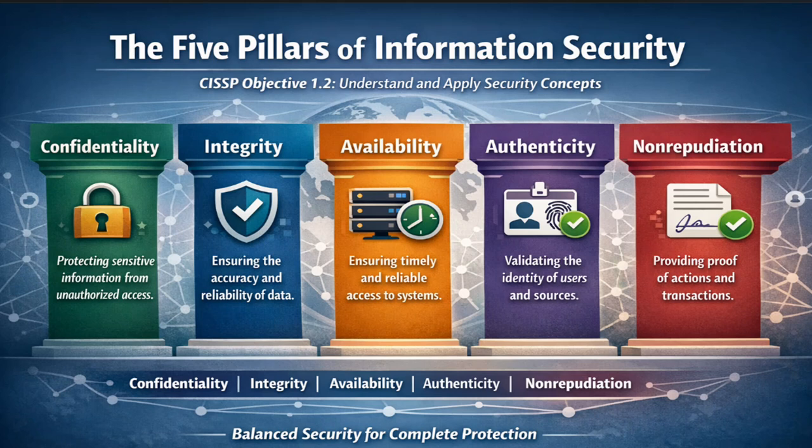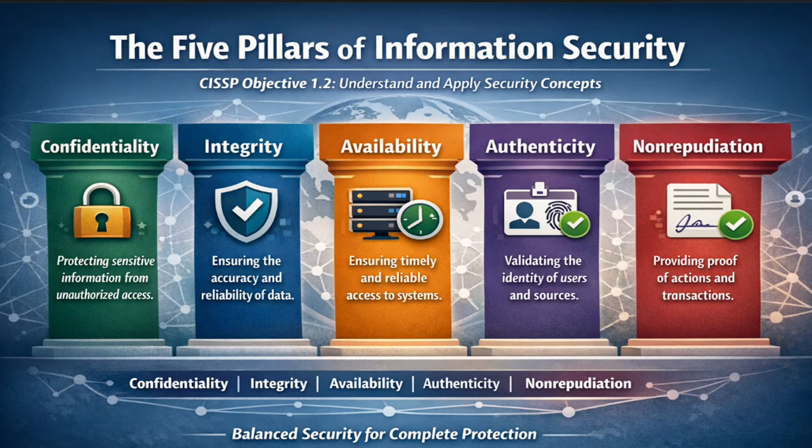Confidentiality. Confidentiality means preventing unauthorized disclosure of information. The goal is to make sure that only approved users, systems, or processes can view sensitive data. Examples include protecting personally identifiable information, PII, financial records, health records, intellectual property, and classified information.